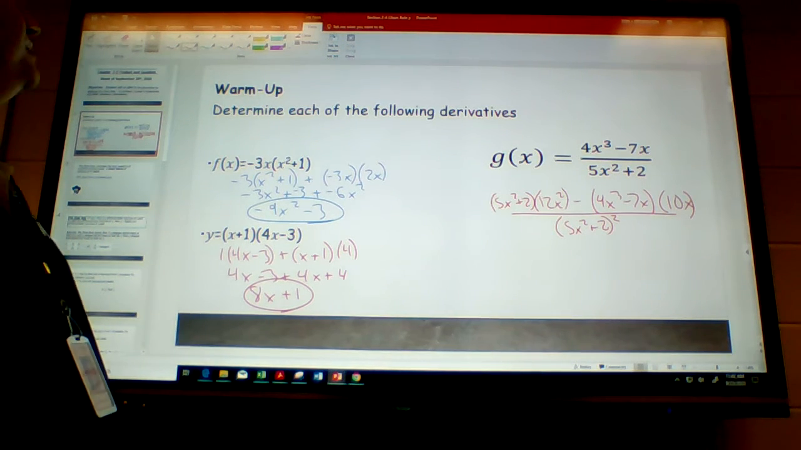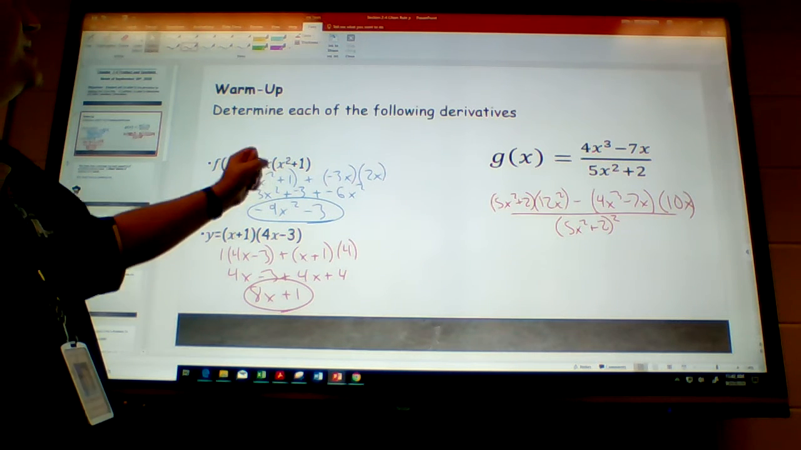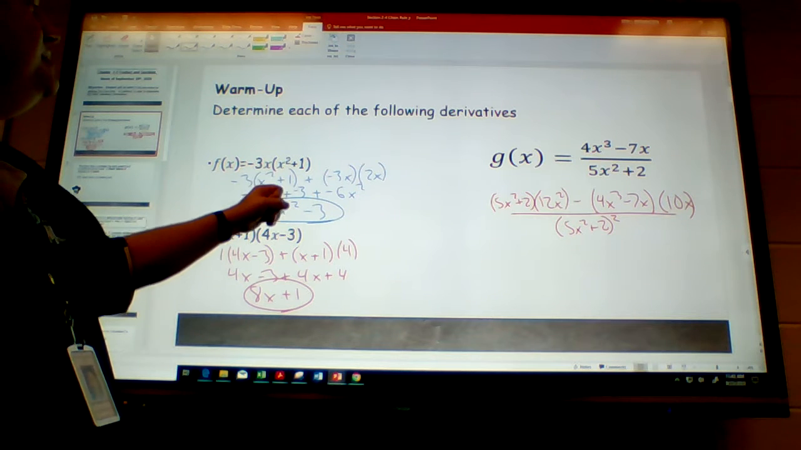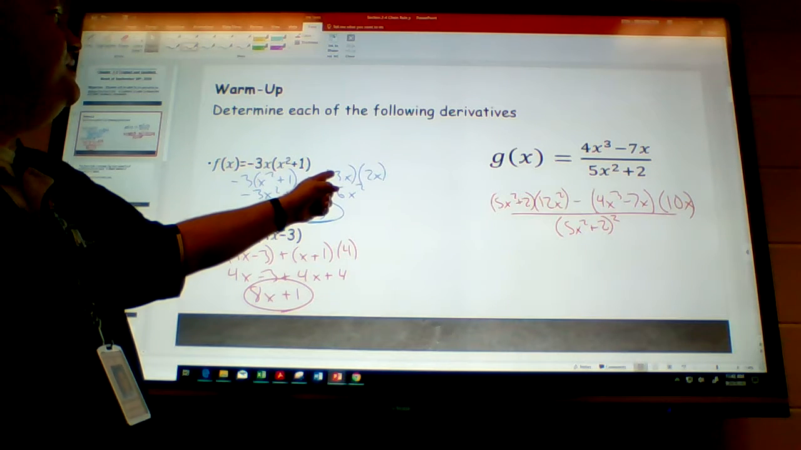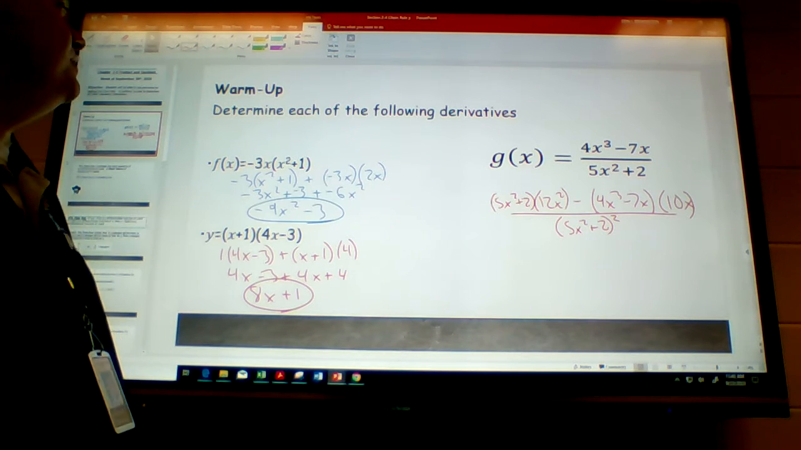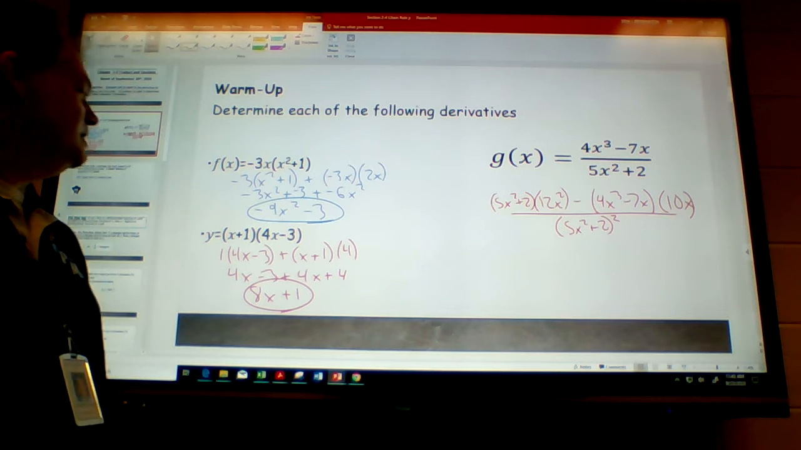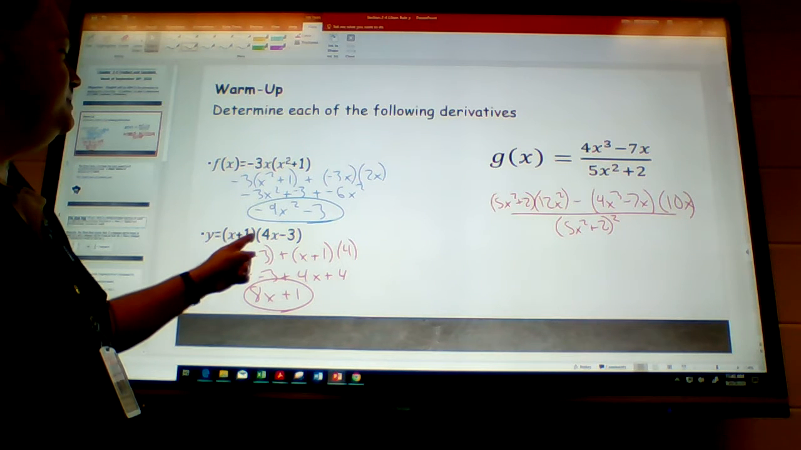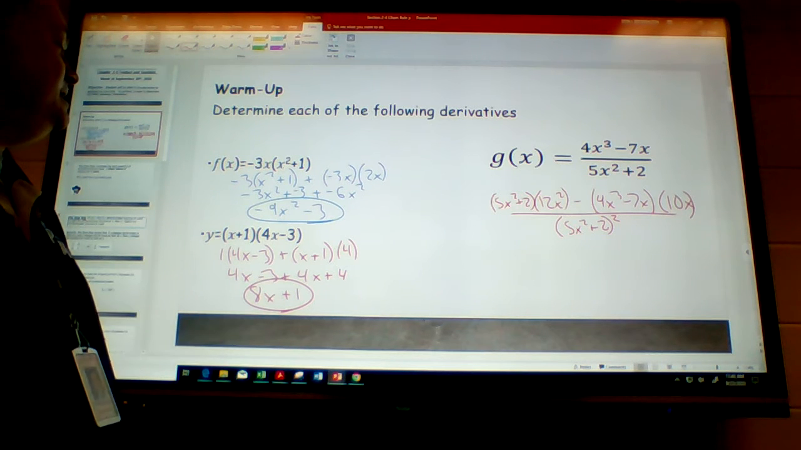Determine each of the following derivatives. We use product rule here, and remember, you take the derivative of the first times the second plus the derivative of the second times the first. So we got the derivative of negative 3x is negative 3, times x squared plus 1. Then take the derivative of the second, which is 2x, times the first, which is negative 3x, and we end up with 9x squared minus 3. Then do the same thing here, derivative of the first times the second, plus the derivative of the second times the first. And that gives us 8x plus 1.